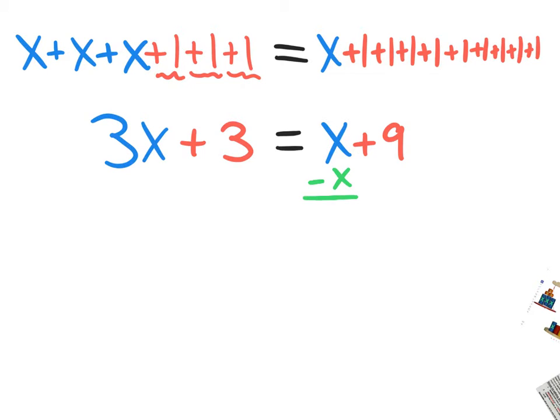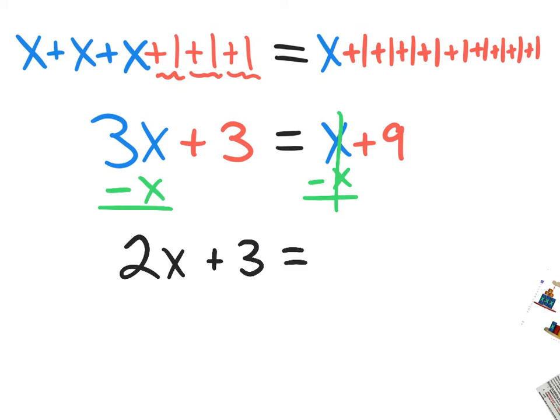So x take away x is 0 x's, it cancels out. What you do to one side, you must do to the other side. 3 x's take away 1x, that will be 2 x's left over. Bring down the plus 3, bring down the equal sign, bring down the positive 9. And now we have the two-step equations that we've been doing all of last week. We have x on the left side. We need to get it by itself. It's not by itself. There's a 2 right there and there's a 3 right there. We need to get rid of this 3 first by doing the opposite.